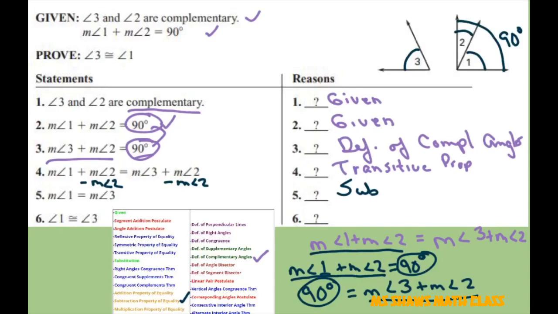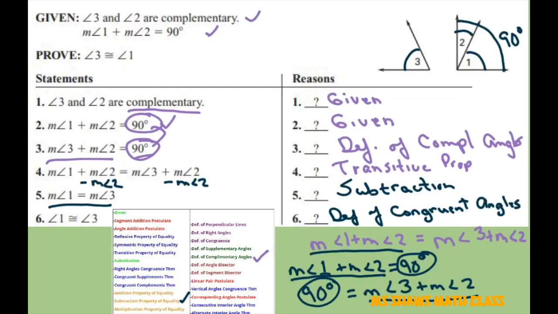So I'll just put subtraction. I'm supposed to write the whole thing out, but it's already there. And then since these two are equal, that means my angles are congruent. So that is your definition of congruent angles. So that's the definition of congruence, but it has to do with angles.